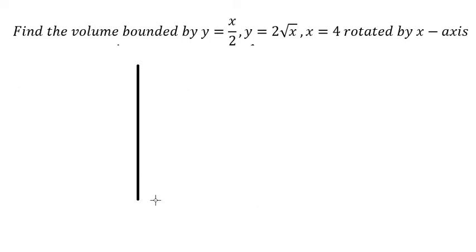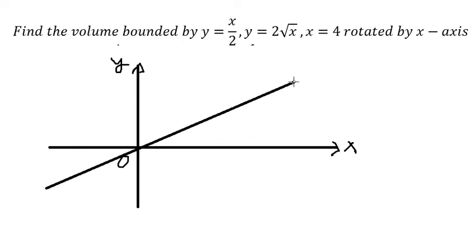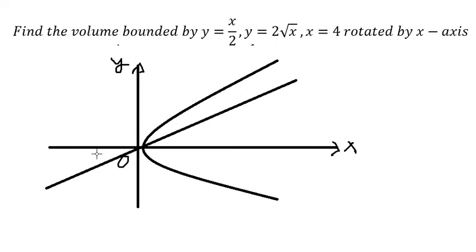First, we need to write about the function in here. Y equals s over 2. The graph should be like this. Y equals 2 times the square root of s. The graph should be like this. So we just concentrate on the positive.